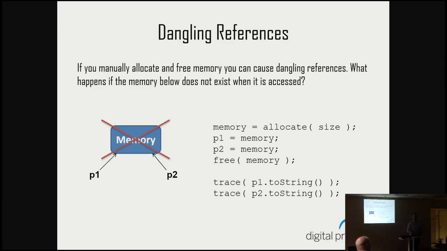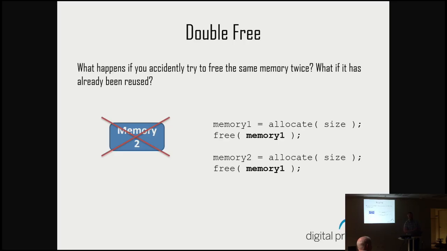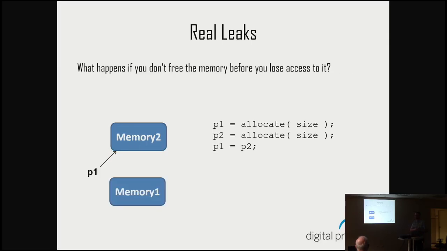Okay, so we can also doubly free our memory. Trying to free the same memory twice is problematic. We don't want to do that. And we can actually leak it, because this is what's called a real leak. We're going to use the term leak, but a real leak, the real actual original version of it, is that we lose reference to the thing that we allocated.